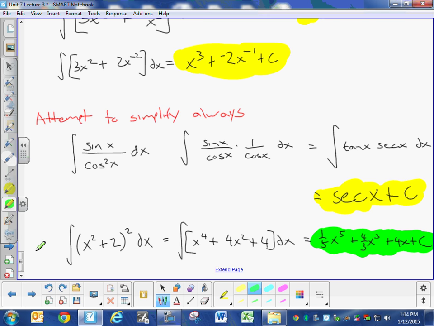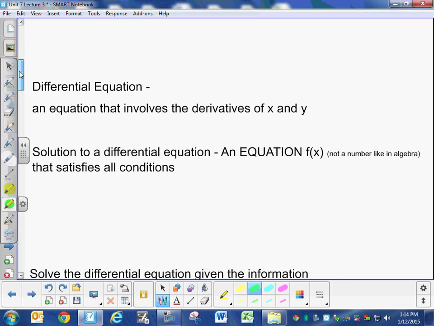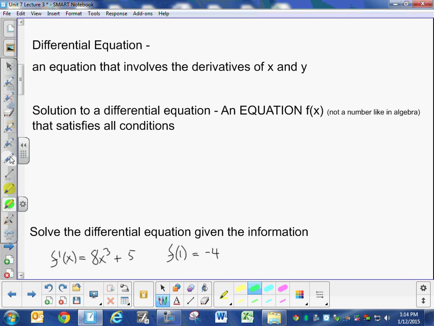Questions about those? All right, good. Other ways you can be asked these antiderivative questions. Well, intro to differential equations. Calc 3 typically is just differential equations. All you will be doing in Calc 3 is solving more complex types of these situations.